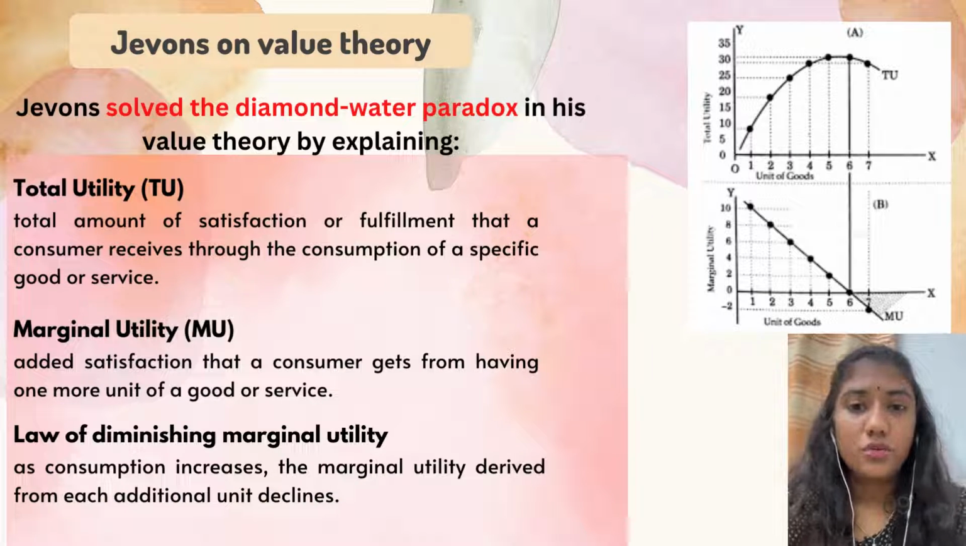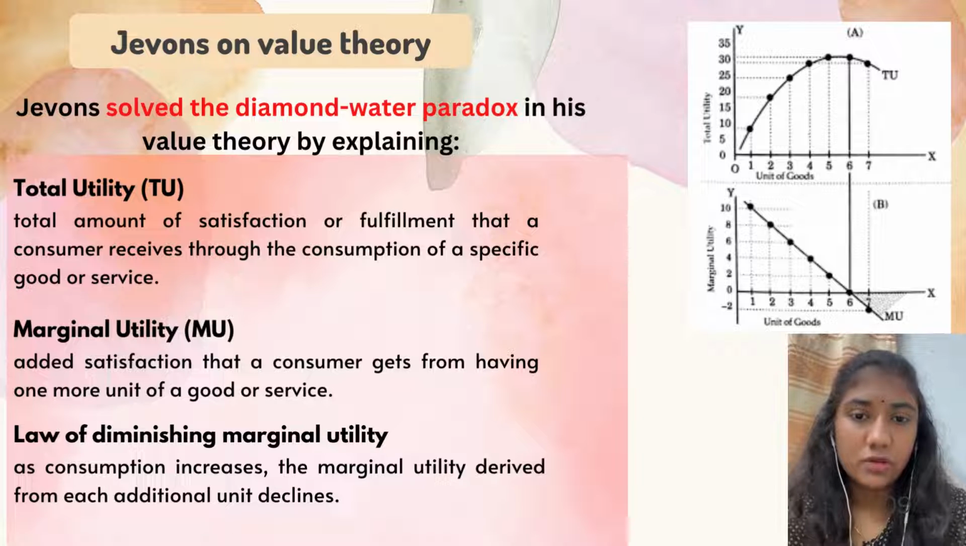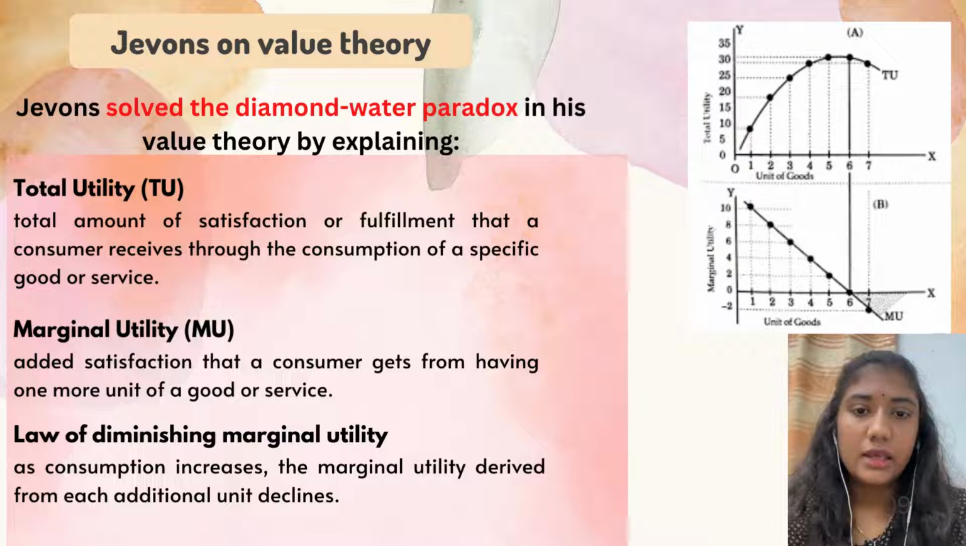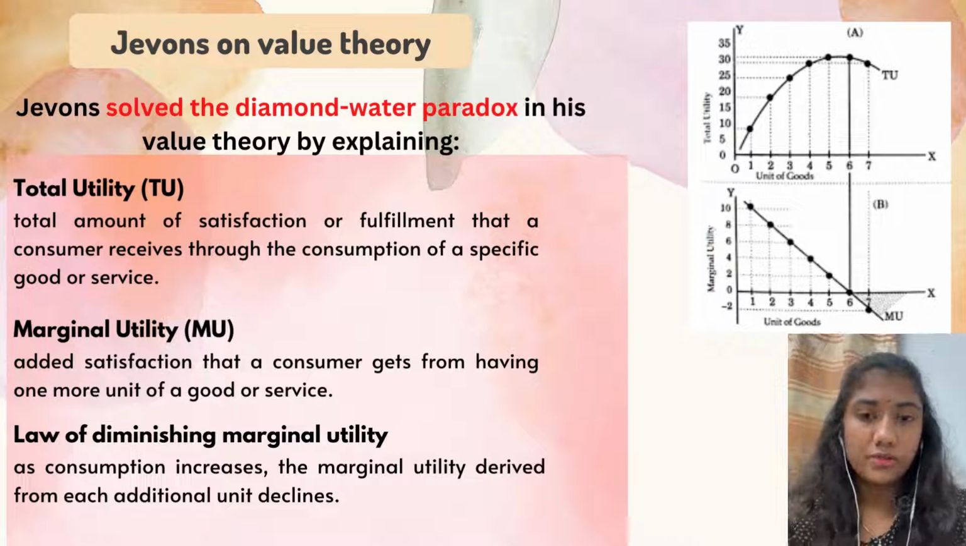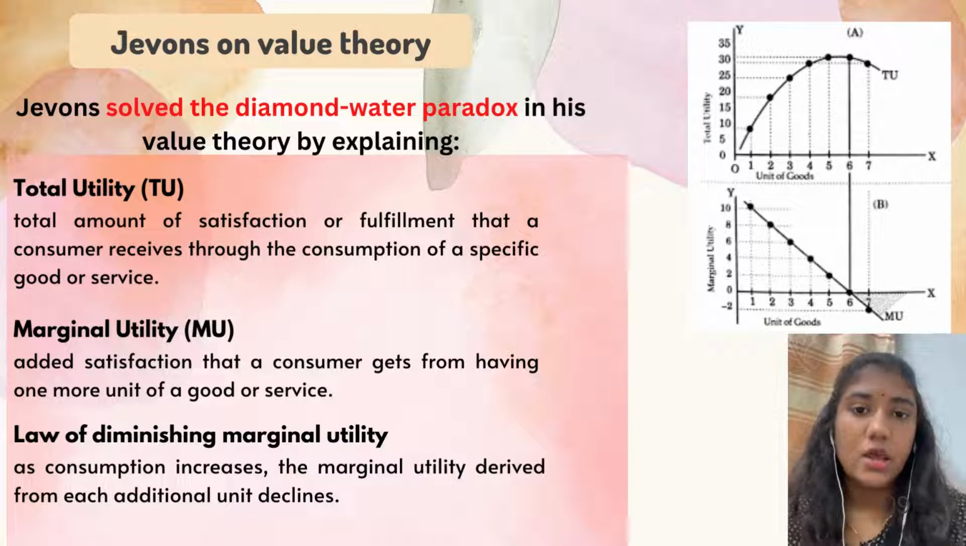First, Jevons solved the diamond-water paradox in his value theory by explaining total utility, marginal utility, and diminishing marginal utility. Total utility is the aggregate amount of satisfaction or fulfillment that a consumer receives through the consumption of a specific good or service. Total utility is often compared to marginal utility, which is the satisfaction a consumer receives from consuming one additional unit of a good or service.